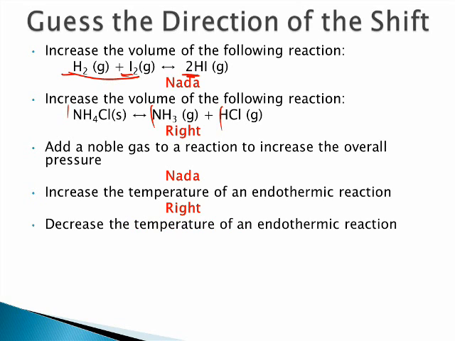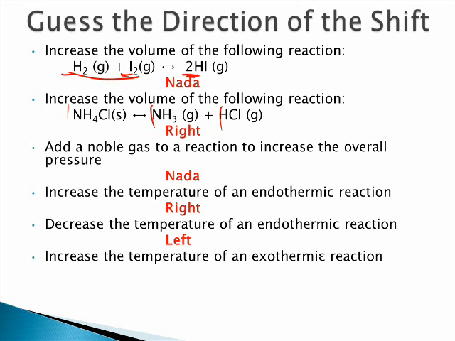How about if we decrease the temperature of an endothermic reaction? Well, we can probably make a guess here. Left. Okay, that means we're putting less energy into the endothermic reaction, so it's going to stay more in the reactant realm.